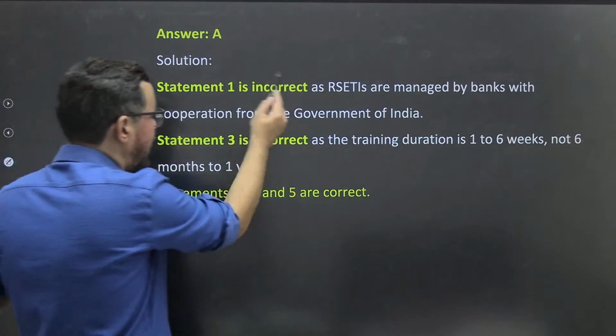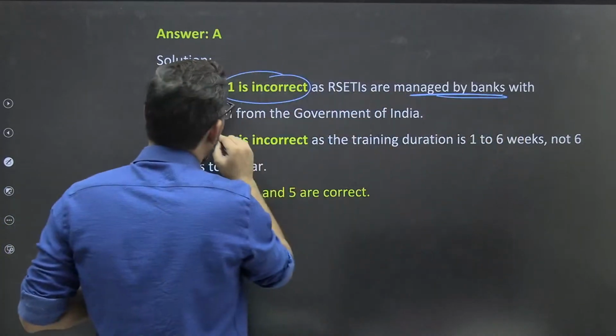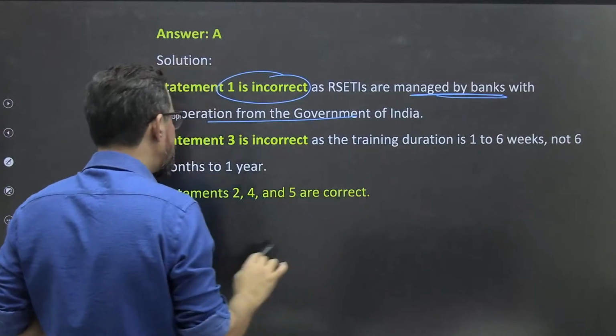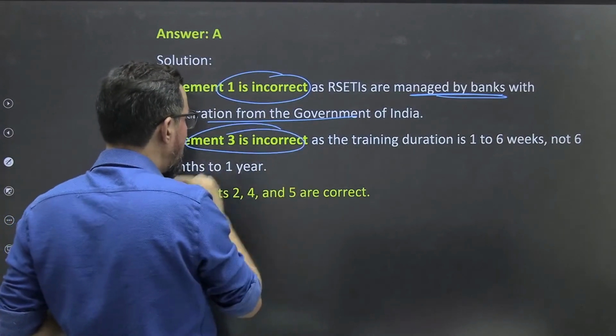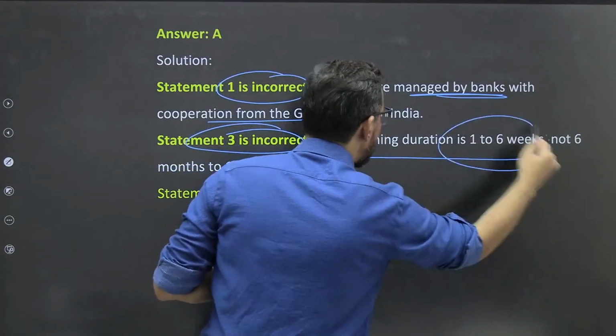Statement 1 was incorrect. RSETIs are managed by a bank with the cooperation of the state governments or governments. Then the third statement was incorrect. The training duration is 1 to 6 weeks, okay.